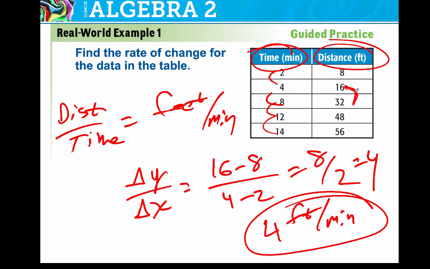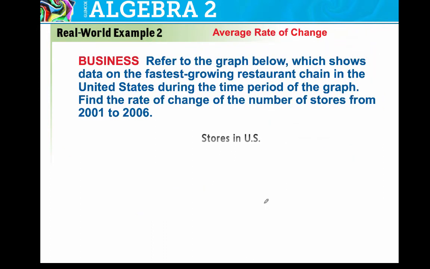So this one went up 16 feet in 4 minutes. Is that 16 divided by 4? Is that feet per minute? Look at here. 56 minus 8 is 48. 48 divided by 12. Is that 4? Yes, it's consistent. 4 feet per minute is the rate of change. Make sure you're labeling.